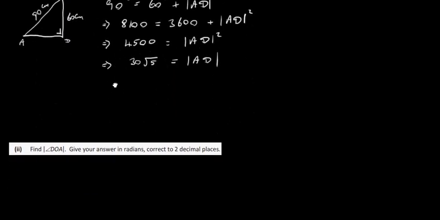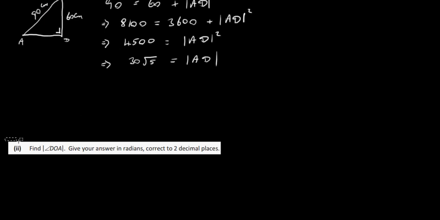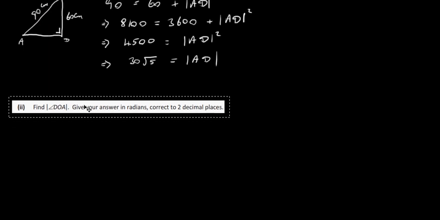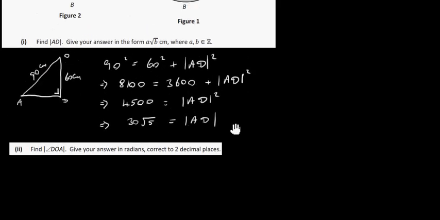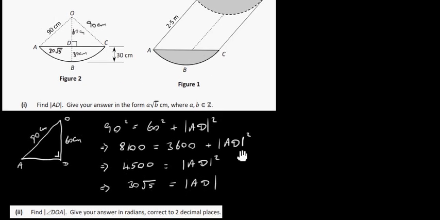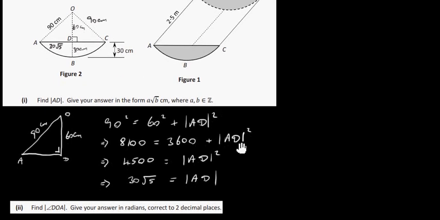Now let's move on to the next section then. Let's just move this up a little bit. So we want to find the angle DOA. Give your answer in radians correct to 2 decimal places. So just make sure your calculator is in radians for calculating this. So we want to find the angle DOA. So really we want to find this angle up here, or this angle here.